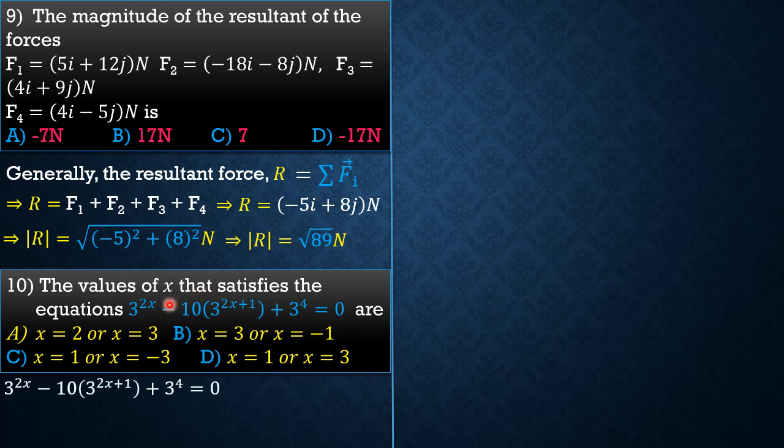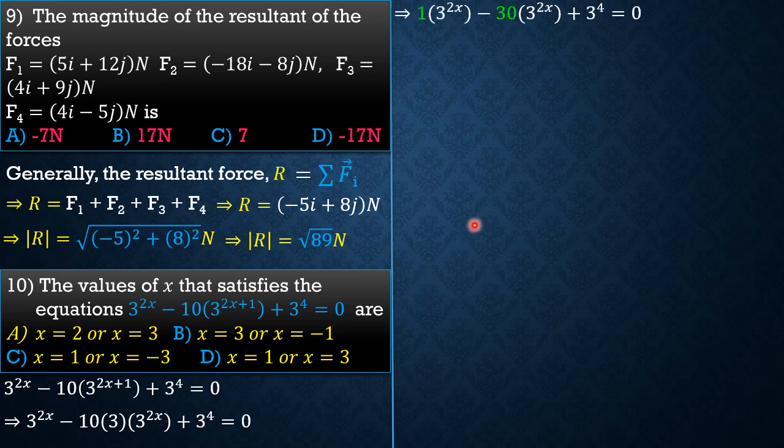At this point now, we are going to split what this fraction is saying. We are going to have 3 raised to the power 2x minus 10 into, we are going to split it, 3 into 3 raised to the power 2x, plus 3 raised to the power 4. So now, guys, we can discover that we have 1 times 3 raised to the power 2x, and we have 30 times 3 raised to the power 2x. If we subtract these two, we are going to have negative 29 into 3 raised to the power 2x plus 3 raised to the power 4 equal to 0.